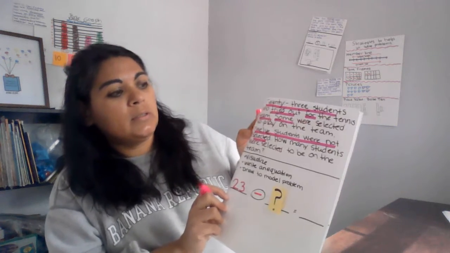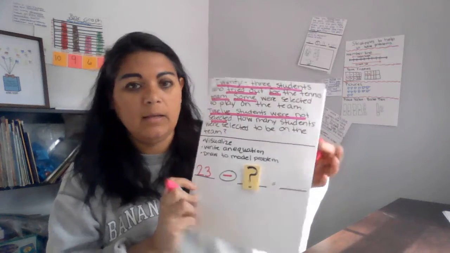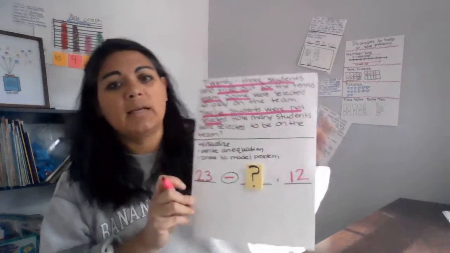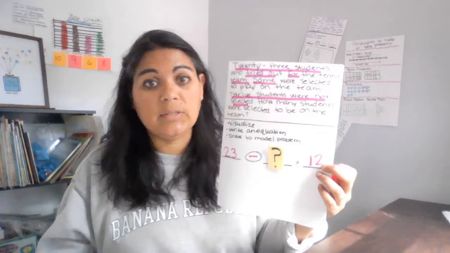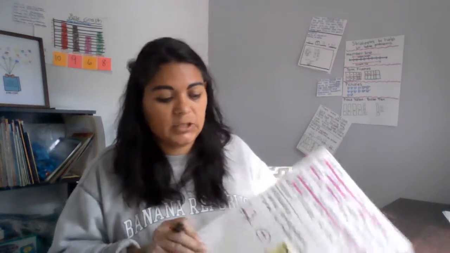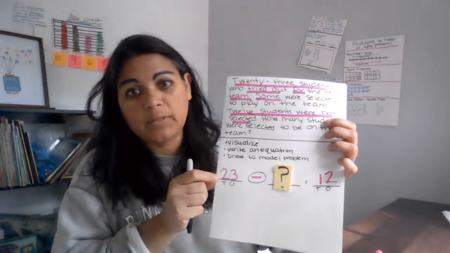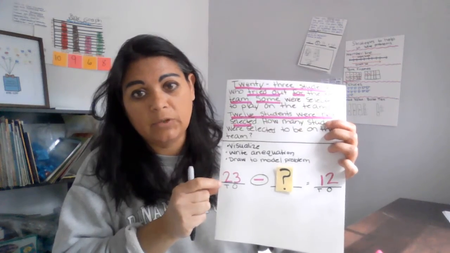12 students were not selected. How many students were selected to be on the team? How many students were chosen to be on the team? So let's first place value it. And some of you are so good at this, you automatically start drawing your representations. All right, let's represent our whole number, 23. I have 2 10s and 3 1s. Can you draw for me 2 10s and 3 1s?